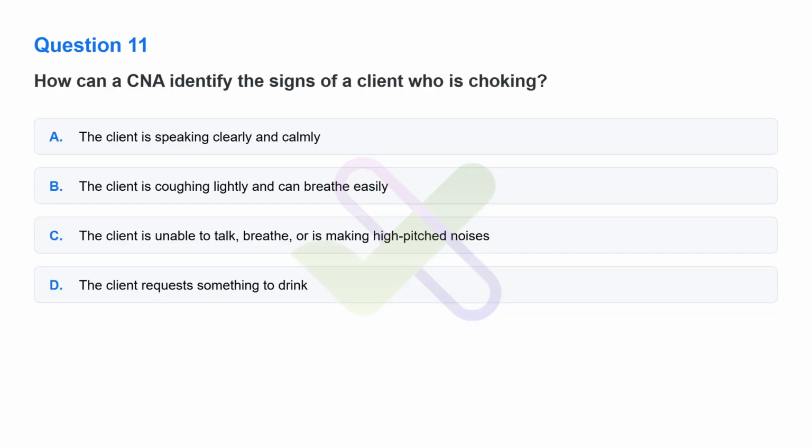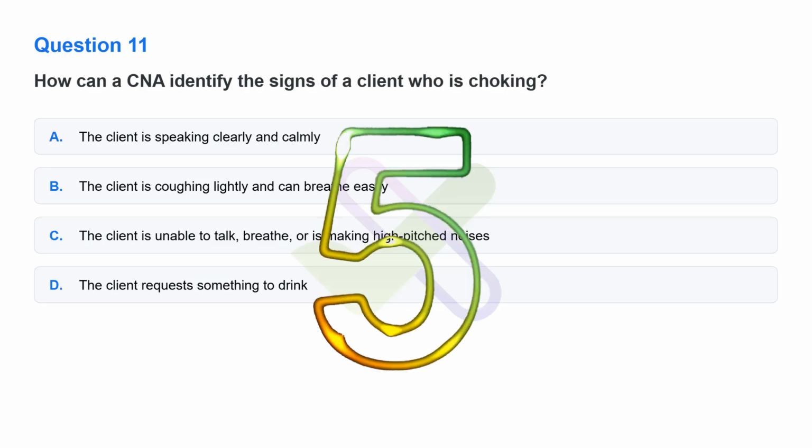How can a CNA identify the signs of a client who is choking? A. The client is speaking clearly and calmly. B. The client is coughing lightly and can breathe easily. C. The client is unable to talk, breathe, or is making high-pitched noises. D. The client requests something to drink.